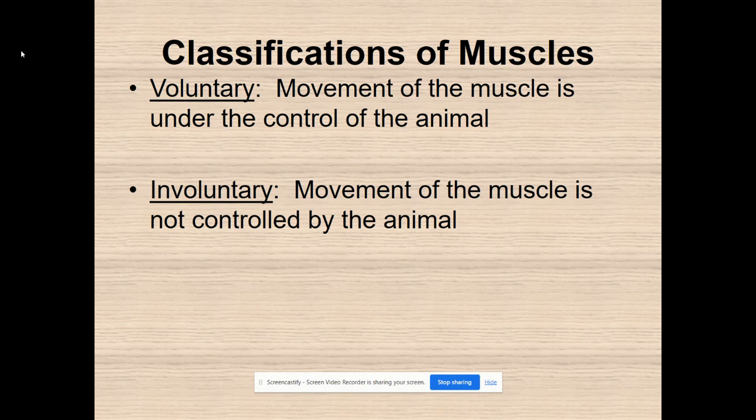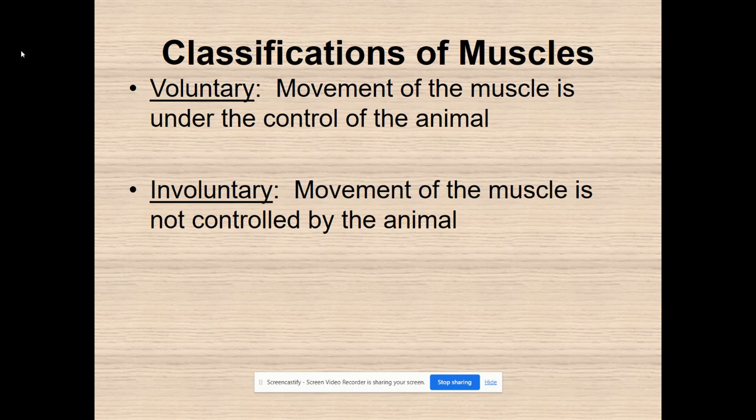The easiest connection for people to make is probably that when you're sitting on the bench in a doctor's office and they tap your knee with the little hammer and your leg involuntarily kicks. That is involuntary muscle movement. Those are both human examples.